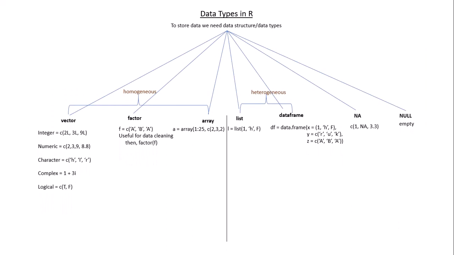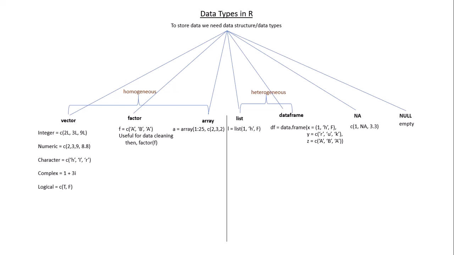Factor is used to store categorical data. So first I am creating a variable f, as you can see, and I put an alphabet. You can think of it as a blood group, but it is a character. So I suggest that first you store any alphabet in the character data type.